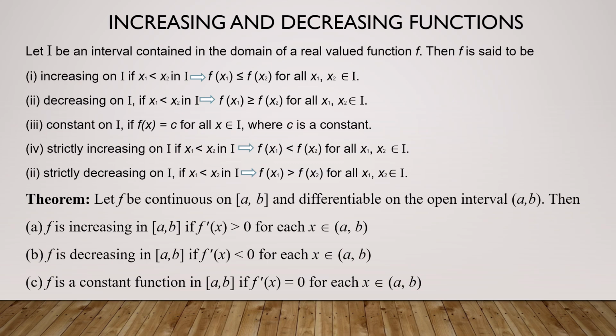Now, a theorem says that let f be continuous on the closed interval [a,b] and differentiable in the open interval (a,b). Then f is increasing in closed interval [a,b] if f dash of x is greater than 0 for all x belongs to (a,b), and it is decreasing if f dash of x is less than 0 for all x belongs to (a,b). f is a constant function in closed interval [a,b] if f dash of x is 0 for all x belongs to open interval (a,b).